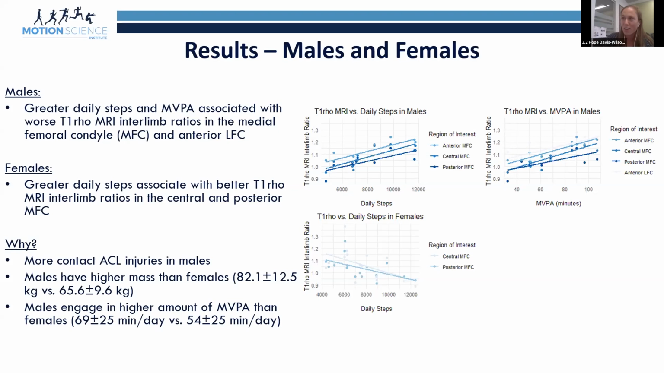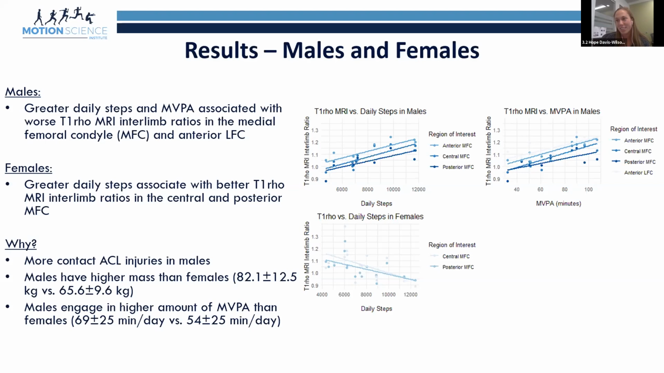Conversely, we saw that females who engaged in greater daily steps actually demonstrated better T1ρ interlimb ratios, specifically in the central and posterior medial femoral condyles. So why would males and females have opposite associations between physical activity and cartilage composition?